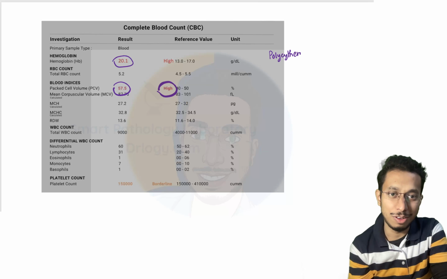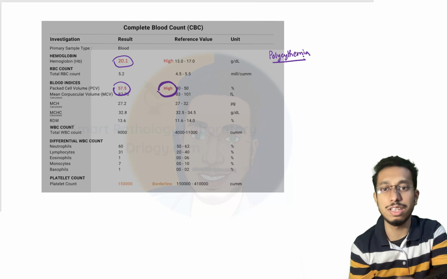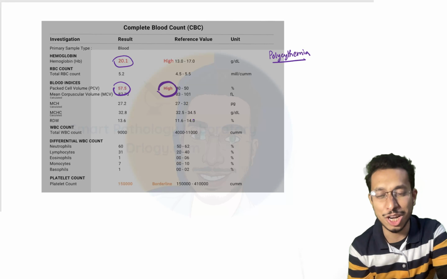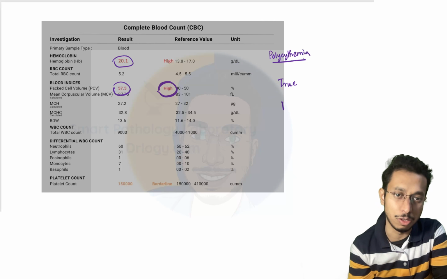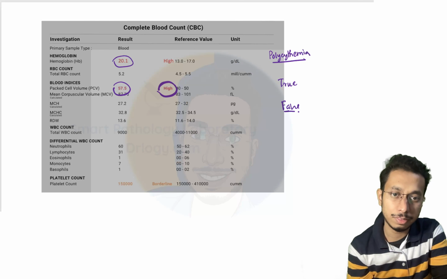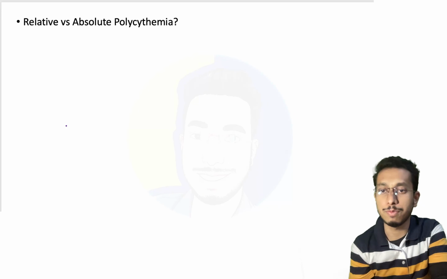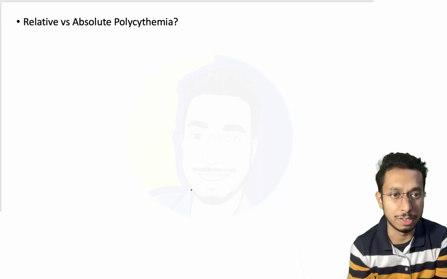Now if I label someone as polycythemia just based on this report, a question should come to mind whether this report is truly reflective of the condition, or it is false. So from here we come into the concept of relative versus absolute polycythemia.